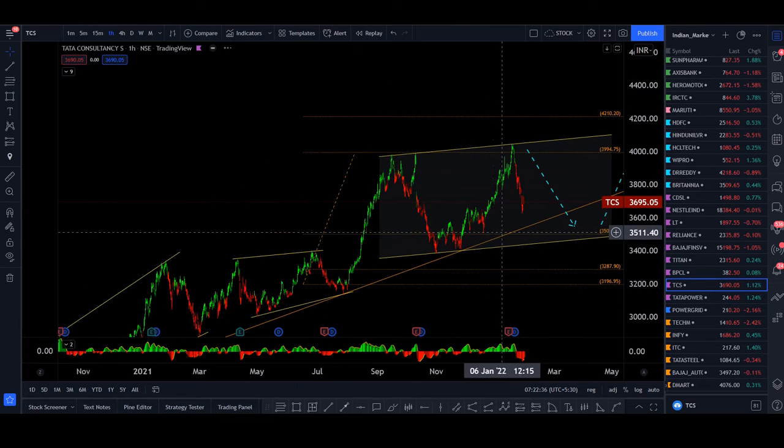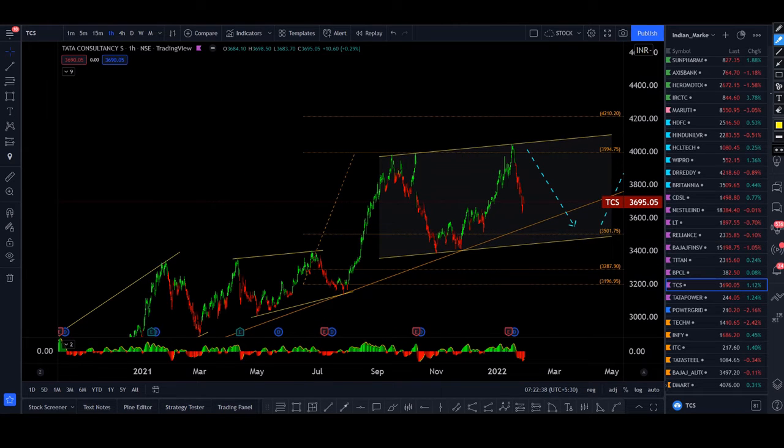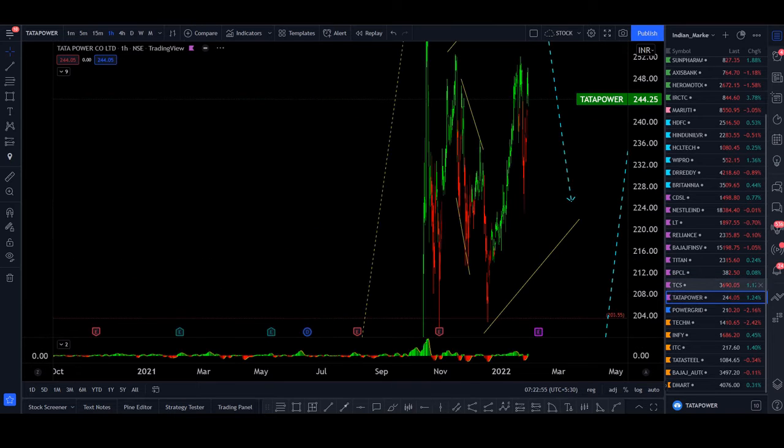TCS again similar, it's also in the running pattern at this point. So we are waiting for it to consolidate before it takes the next move. So we will definitely enter when it happens. Yeah, but it still has time to do that.